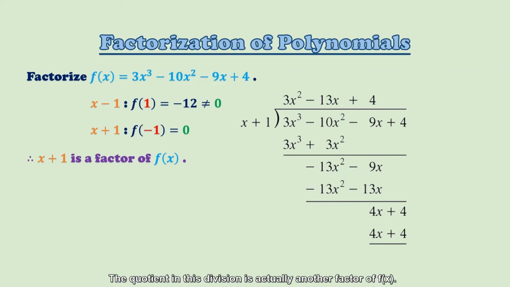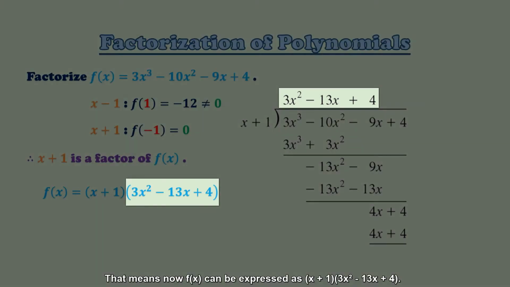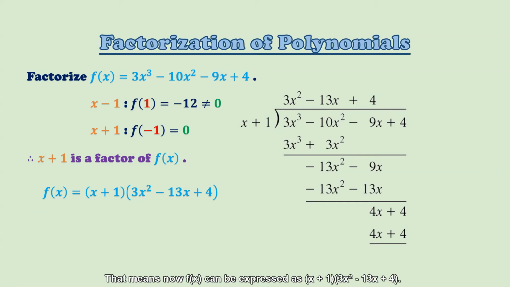The quotient in this division is actually another factor of f(x). This time it is a quadratic factor. That means now f(x) can be expressed as (x plus 1) times (3x squared minus 13x plus 4). This is already a factorized form of f(x). For quadratic expressions, we have already learned how to apply the factor method to do factorization.